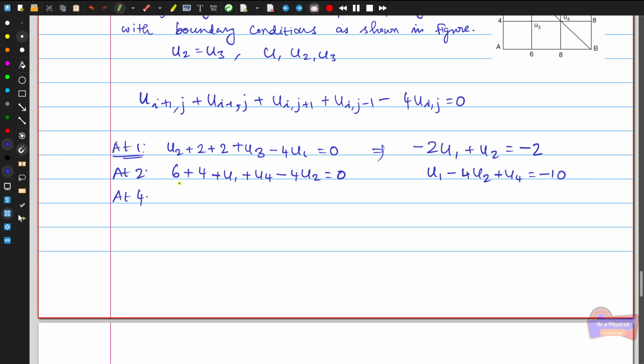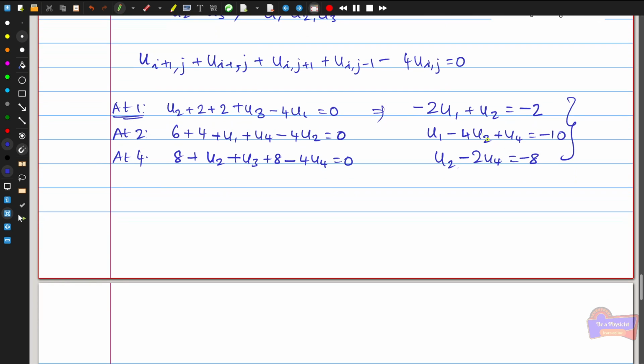Similarly, at the fourth point, because we already know this third point, 8 plus u2 plus u3 plus 8 minus 4 times u4 is equal to 0, and I can just rearrange this equation as 2 times u2 minus 2u4 is equal to minus 8. Now we have the set of three algebraic equations.